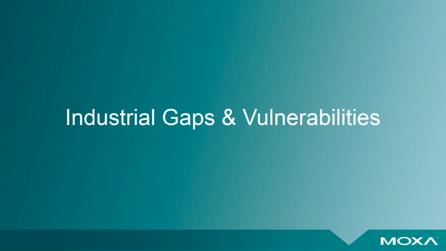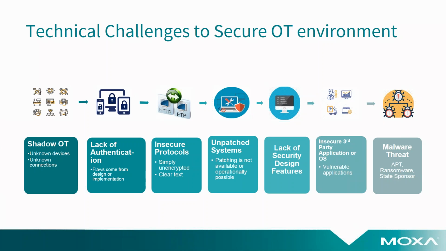So now we've talked about some of the challenges. We'll move on to some of the gaps and vulnerabilities that we see in industrial control systems. So here's a handful of the ones that we see most often.